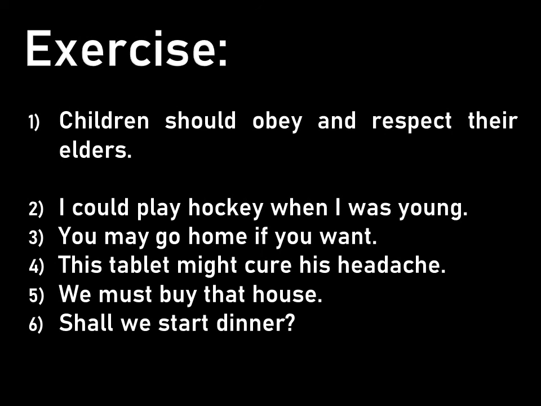And finally, shall we start dinner? Here it is asking for permission. Shall is the modal auxiliary. So I am sure that you have understood the different modal auxiliaries and how they are used, the function.